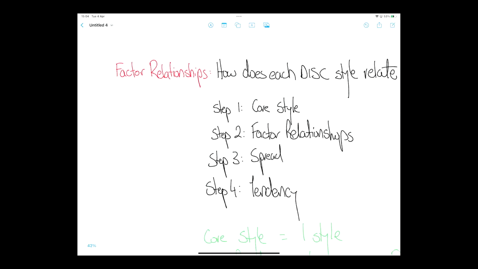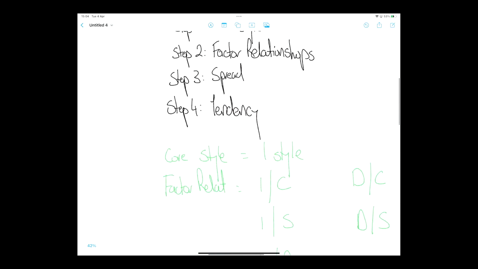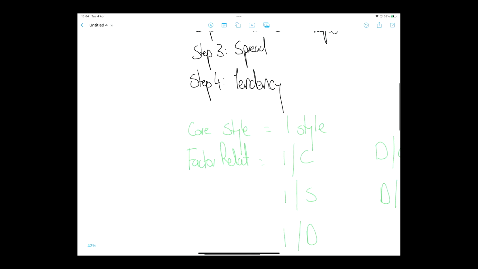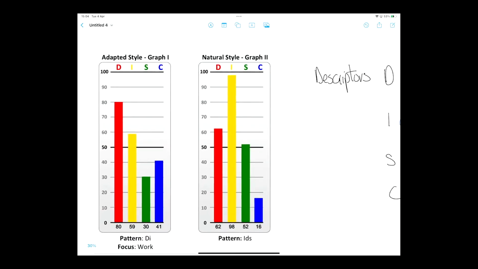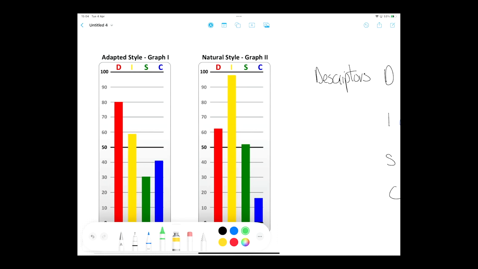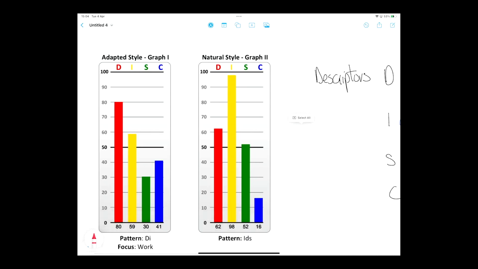Secondly, we want to look at the factor relationships. For a factor relationship, we first look at the highest score, which is I, and then we start to draw lines to the lowest scores: the second lowest, and then the third lowest score. So the factor relationship is going to start here at I, and then we're going to look at how it relates to the IC style, the IS style, and the ID style.